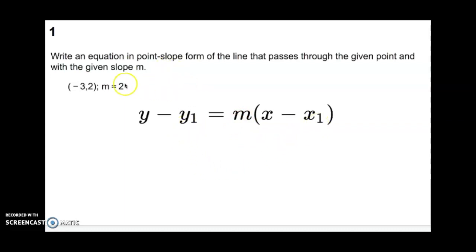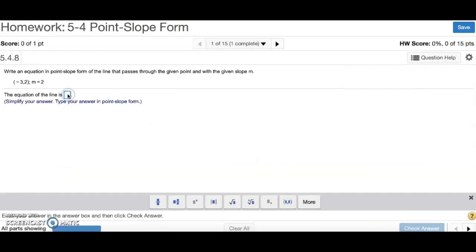So basically what we do is we take our point and we change the signs of them. So 2 becomes y minus 2, negative 3 becomes x plus 3, and then 2 goes in for the slope because that's our slope. So we have y minus 2 equals 2 in parentheses x plus 3. So let's type it in. So y minus 2 equals 2 parentheses x plus 3.